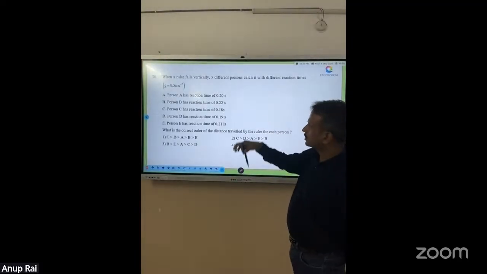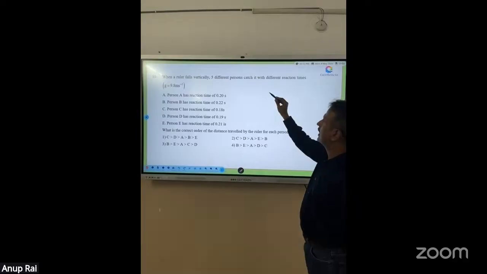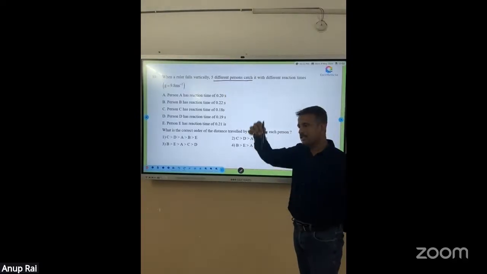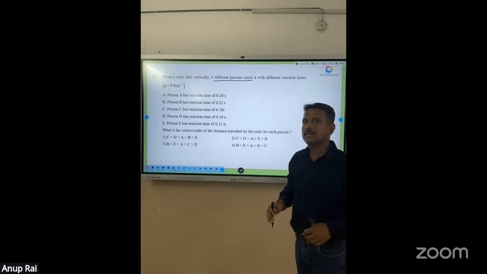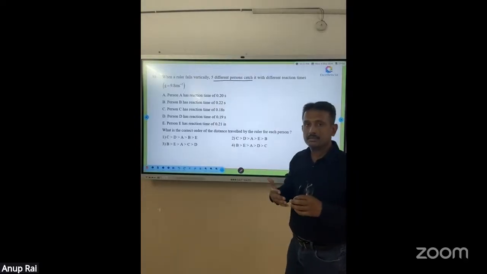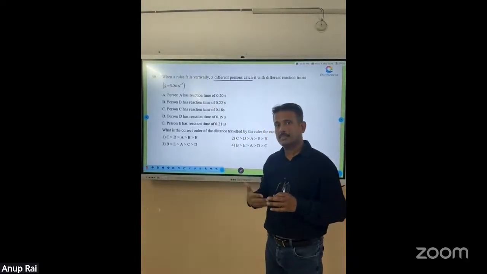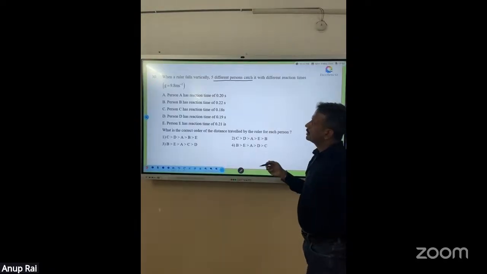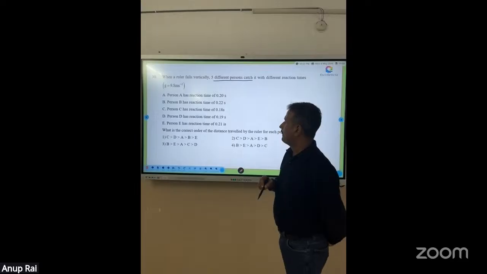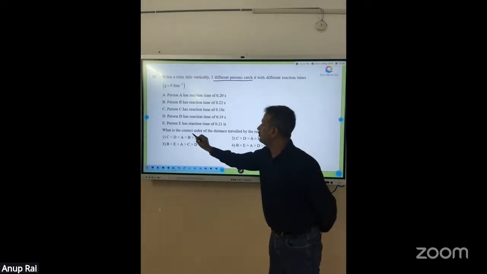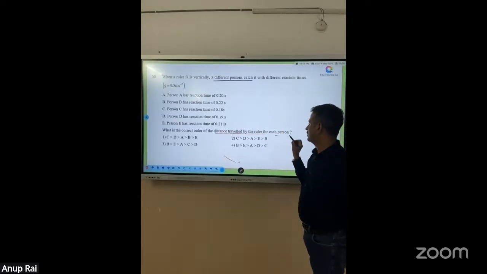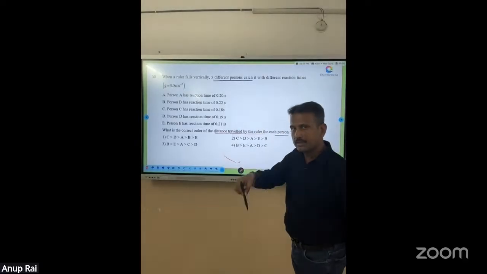When a ruler falls vertically, 5 different persons catch it. You know, in the reaction time experiment, we do the same thing. We release a ruler and somebody catches it. Based on that, we measure the reaction time and compare the reaction time from one person to another. Different persons' reaction times are listed here. They are asking what is the correct order of the distance traveled by the ruler for each person. We need to compare the distances fallen by the ruler.